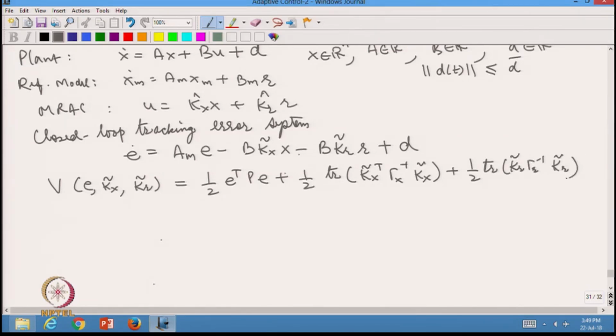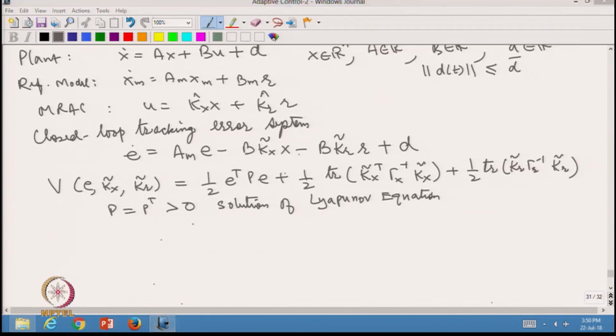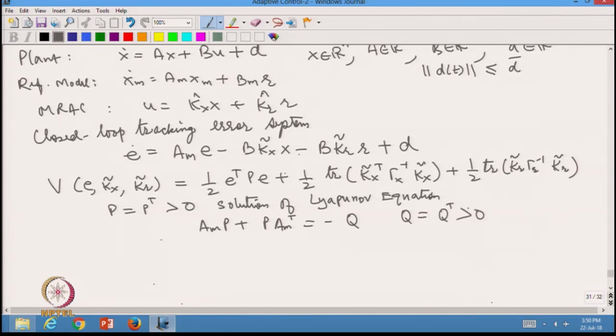Okay. So, this is the Lyapunov function, and here P is the symmetric positive definite solution of the Lyapunov equation, A_m^T P + P A_m = -Q, and Q is also positive definite and symmetric. Since A_m is Hurwitz, this will have a solution, and that is given by P.